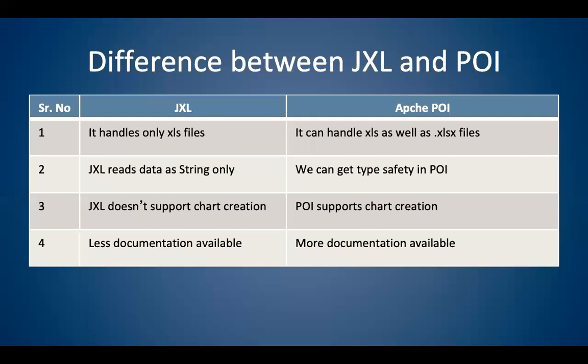Usually the Apache Software Foundation creates documentation for the APIs and libraries they release. Apache POI is one more API, and for that they have created very good documentation on their official website. You can go on the official website, search for any class of the Apache POI library, and find very good documentation of those classes on the Apache POI's official website. So this is the difference between JXL and Apache POI.